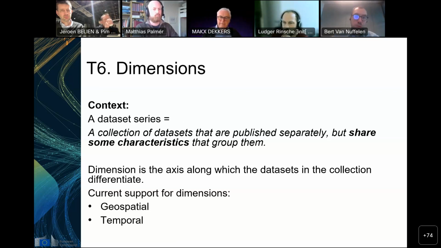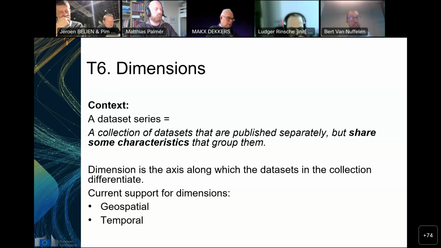On the dimensions. This is where we come to the notion of sharing some characteristics. This is part of the definition of the dataset series. They share some characteristics, and that is what I call here the dimension. The characteristic along which you want to see the evolution. No, I have to say it the inverse. You have shared characteristics, but the collection of the dataset series evolves over some axis.